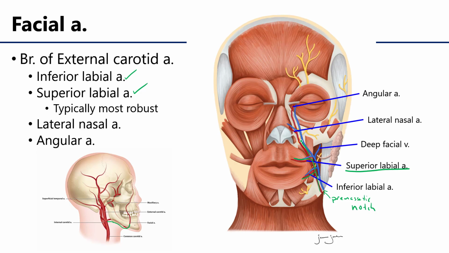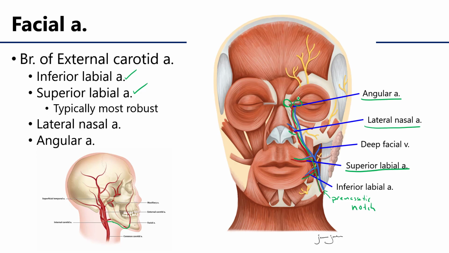Now we're in that infraorbital or canine space, and it's going to give a branch to the side of the nose. That's the lateral nasal artery. And then it will continue up, and its terminal branch is going to be the angular artery. So it's towards that medial canthus or angle of the eye that it begins to peter out there.